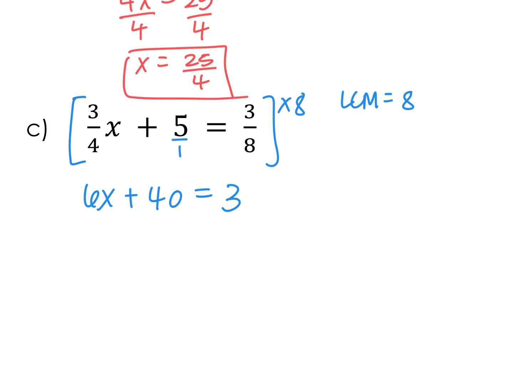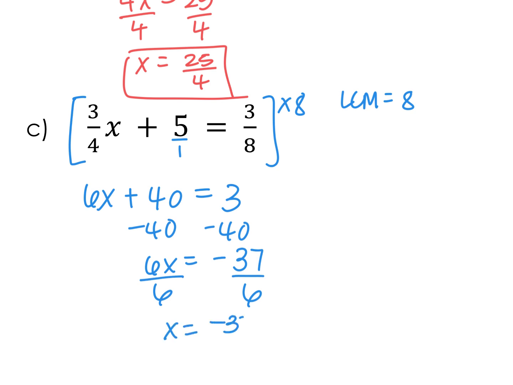So there we just did all the multiplication of those fractions. Are we following? Now I just subtract 40, negative 37. And then divide by 6, and then we leave it like that. So x equals negative 37 over 6.